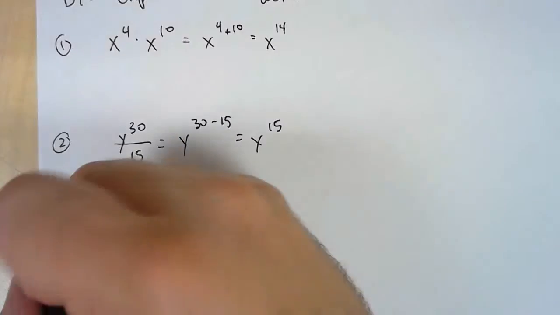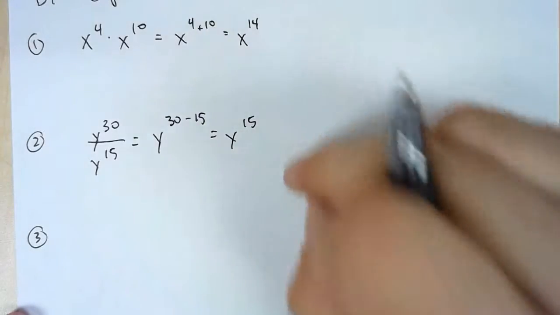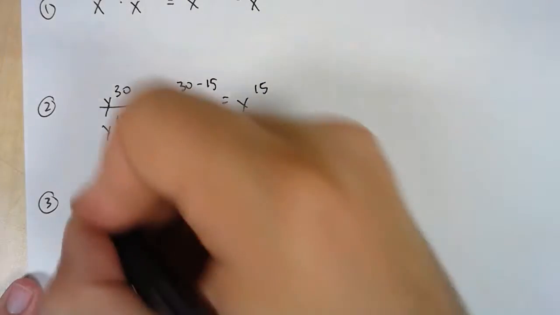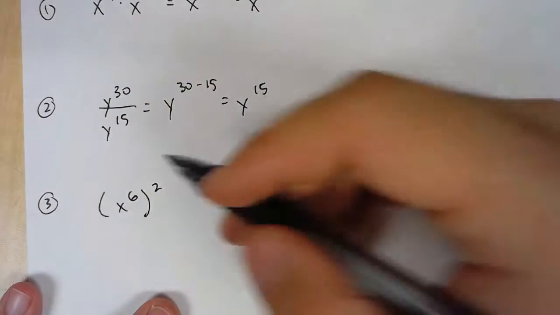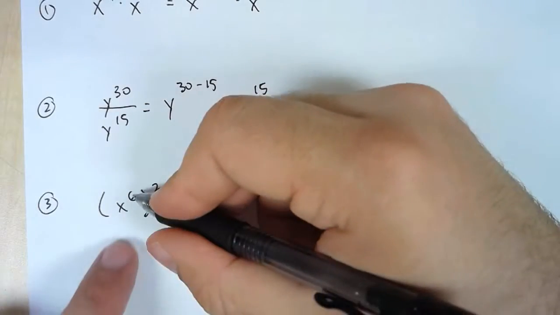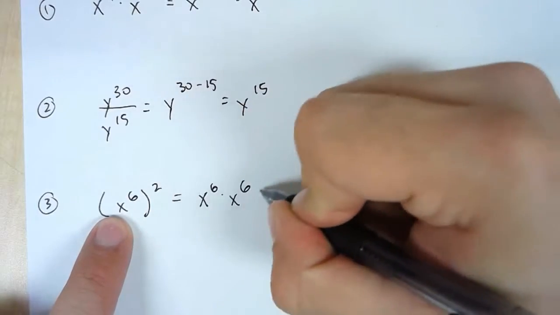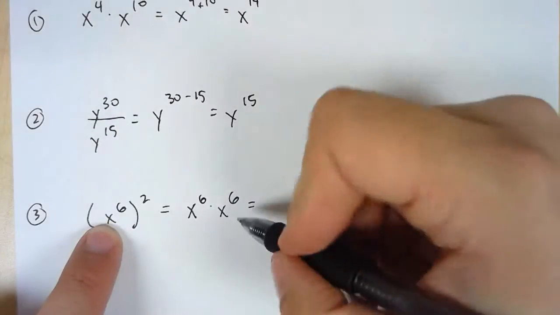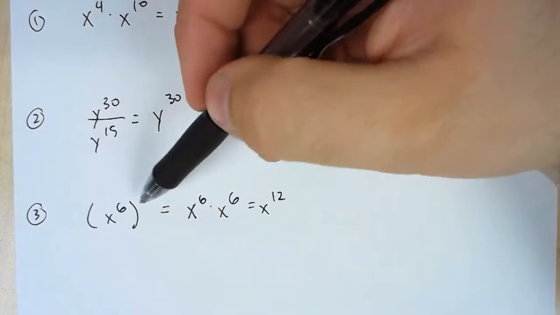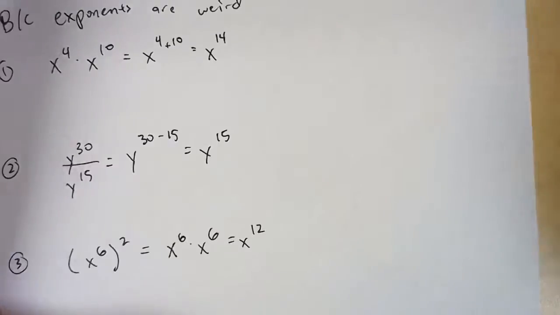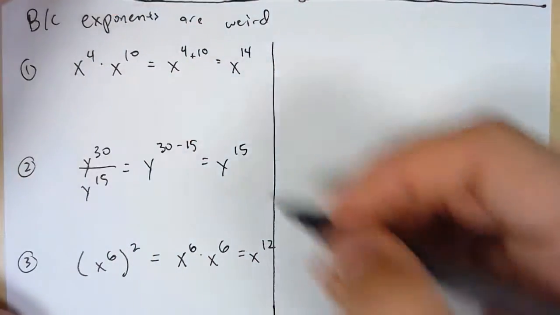The last reason that exponents are weird is for things like x to the 6th squared. We just don't square 6, we don't get x to the 36. Remember, it means to multiply it by itself 2 times, whatever's in the parentheses, so x to the 6 times x to the 6, which really gives us x to the 12th, but it is weird because even though we have exponents, 6 times 2 is 12. That's weird. So we have 3 log rules to account for the fact that they're weird.